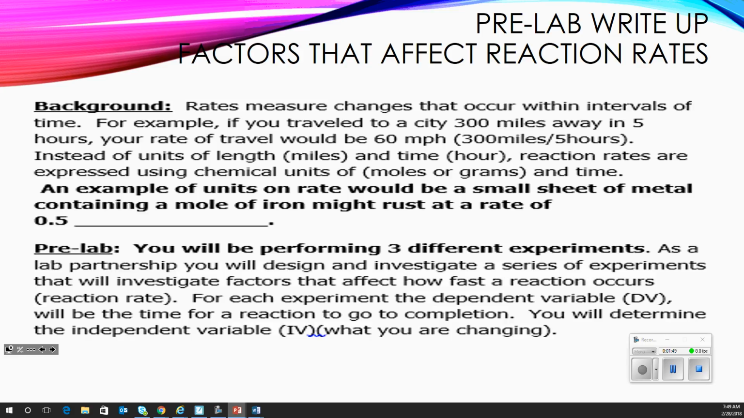Well, if we look at a mole of iron from the periodic table, that would be 55.845 grams. So about 56 paper clips, okay? So think of that in your head, about 56 paper clips. How fast would that rust? Anybody have an idea? That 0.5, what should I put as, well, we got moles for sure, but what should I put for time? Days. Moles per day, okay.